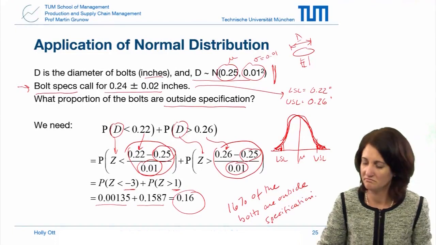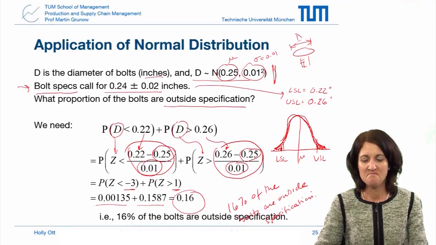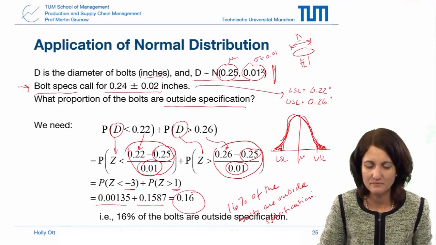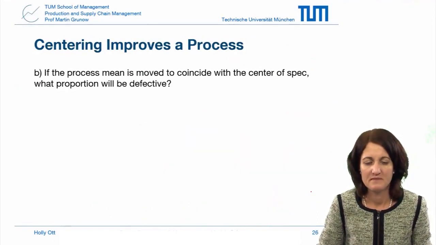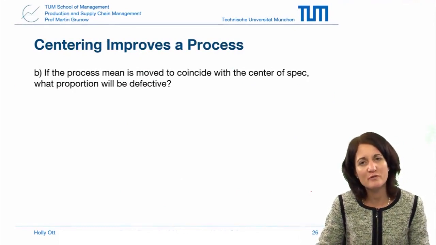I'm going to throw them out. This is not good. That is not a good production line. So, how can we improve our process? Do you remember the sharpshooter?